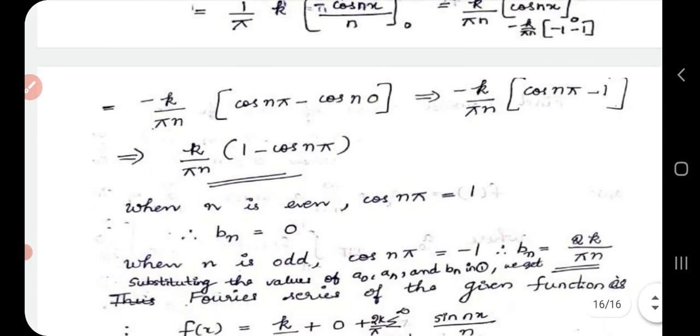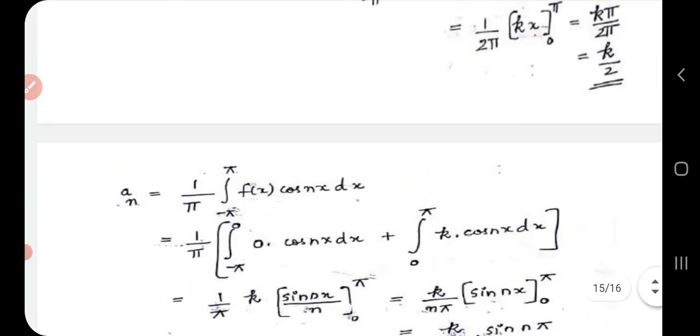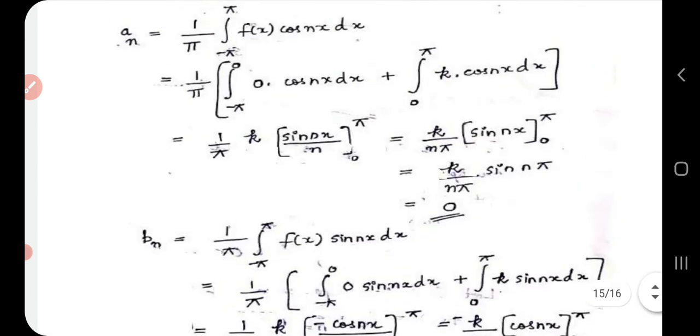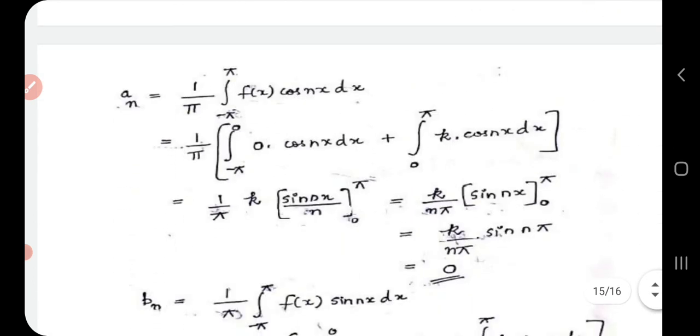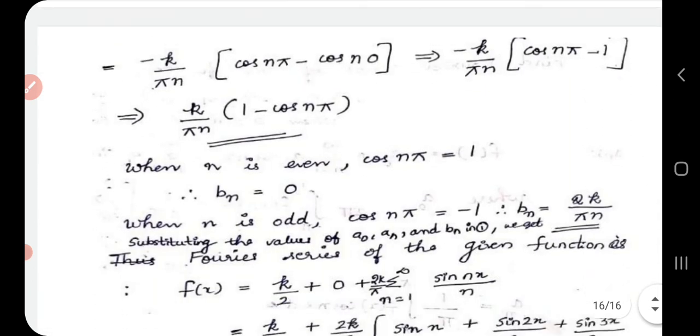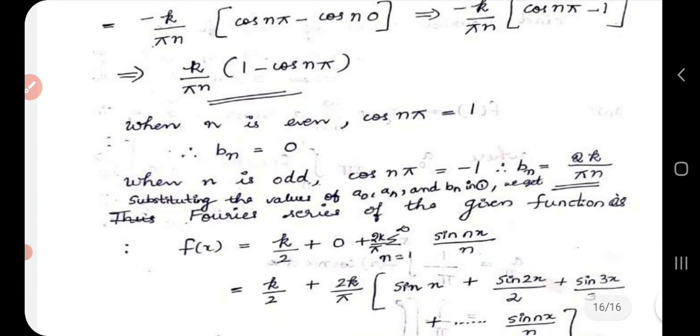Okay, now here, what is the value of a0? K by 2. An is 0. Now bn, here in the value of bn, see there is an n. N can be an integer, right? It can be either an even number or an odd number. So you have to consider both conditions here.